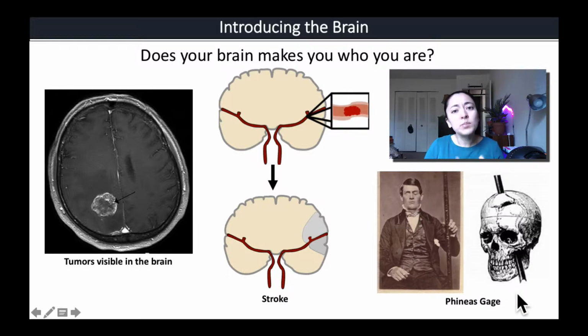However, he did display some personality changes. Prior to the incident, he was described as quiet and respectful. After the incident, Phineas was described by some as being vulgar, disruptive, and having little social etiquette. Although the severity of his personality changes has been debated, one thing that we do know is that the frontal lobe is very important in shaping our personality and social awareness.